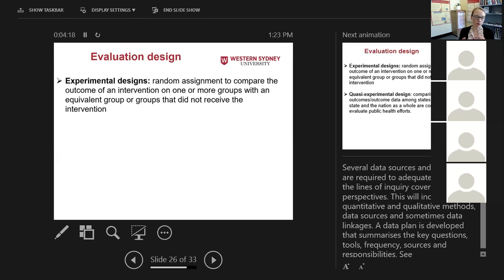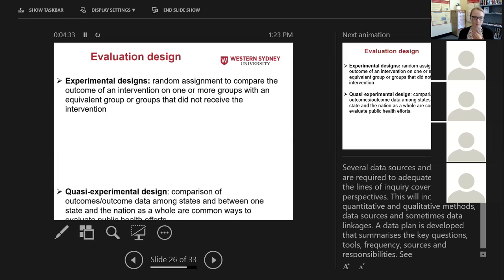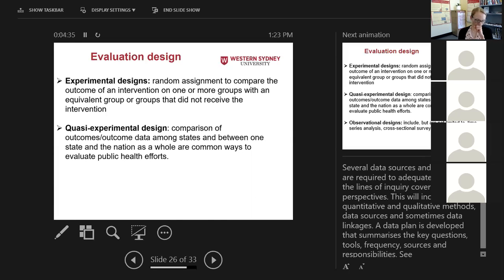Or this group were exposed to this health intervention, and this group wasn't exposed to the health intervention. So that's that more classic RCT, experimental design. Then you've got, excuse me, quasi-experimental. So this is more looking at whole populations or whole community groups, and it's taking it away from that individual assignment or random individual RCT assignment.